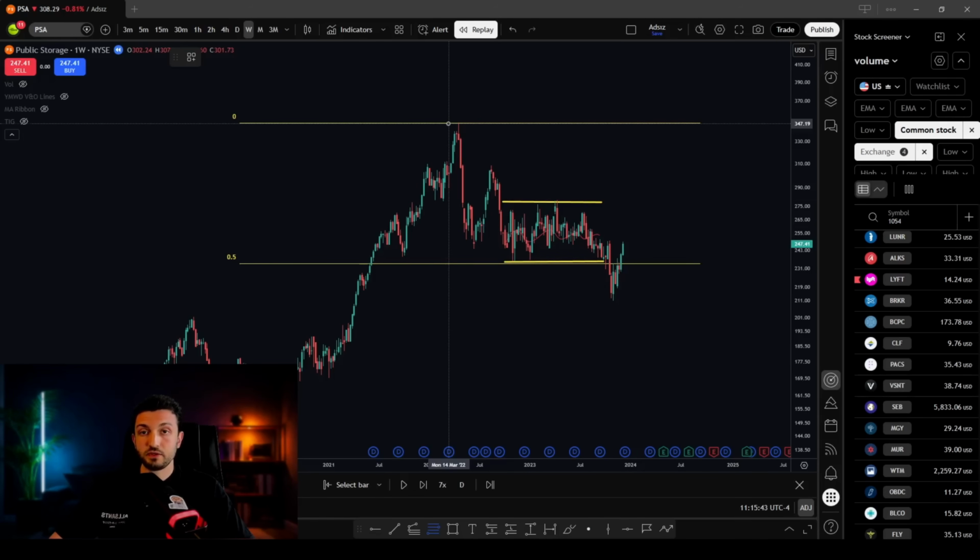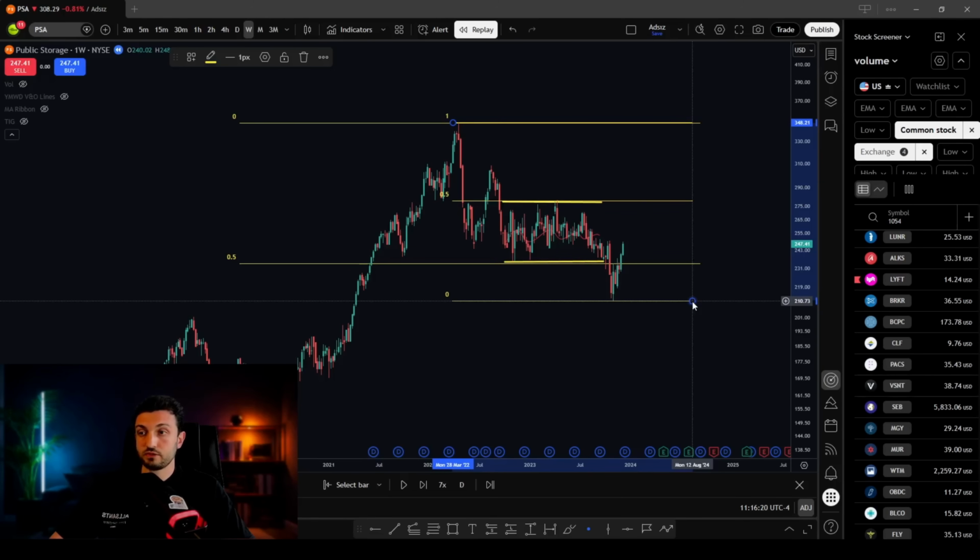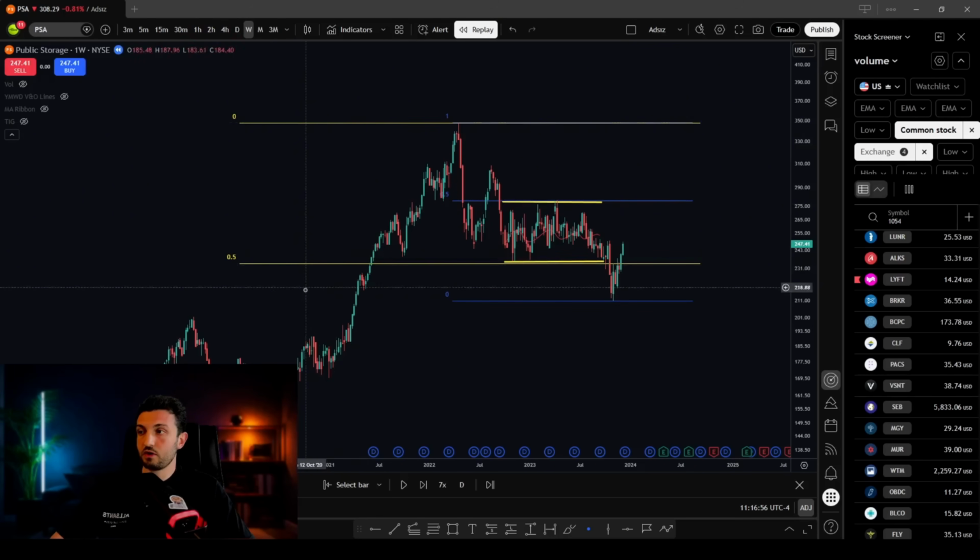And the next thing we need to do is measure the last leg down. So our high of the range is here and the low of the range is right here. Let me change the color of this range to see better. So this blue range is our minor range and the yellow one is our major range.